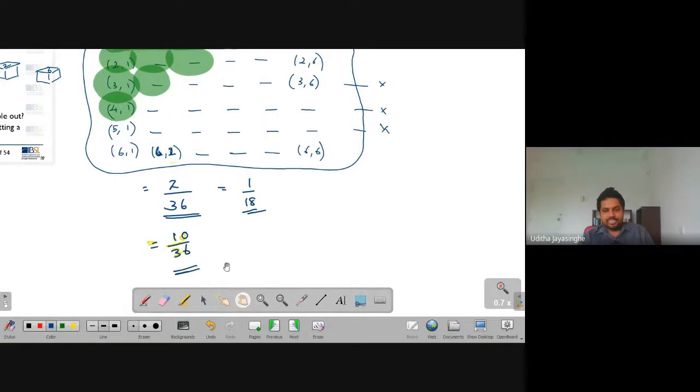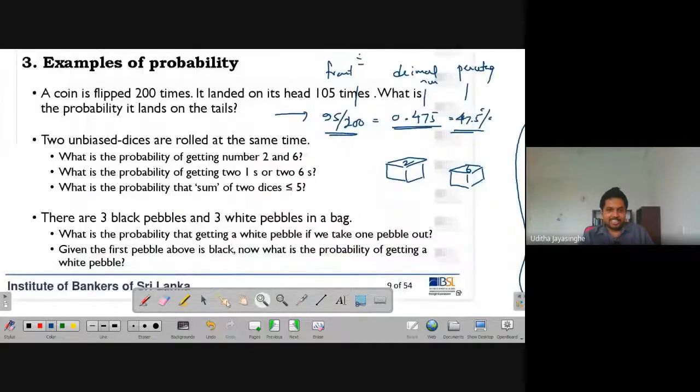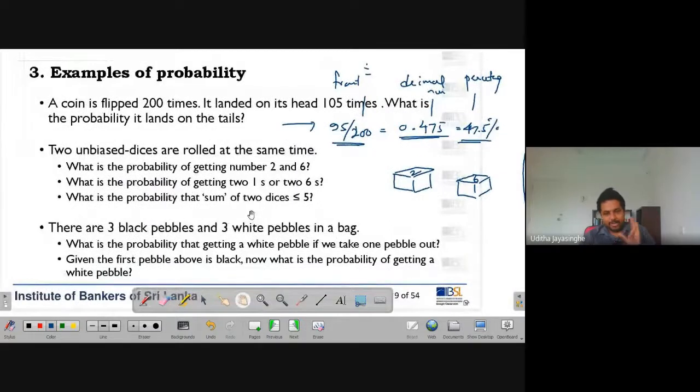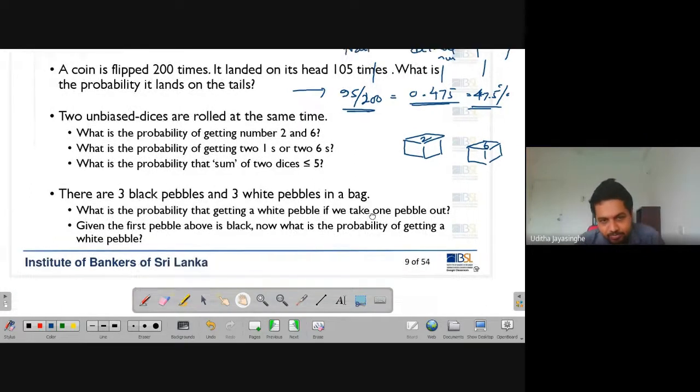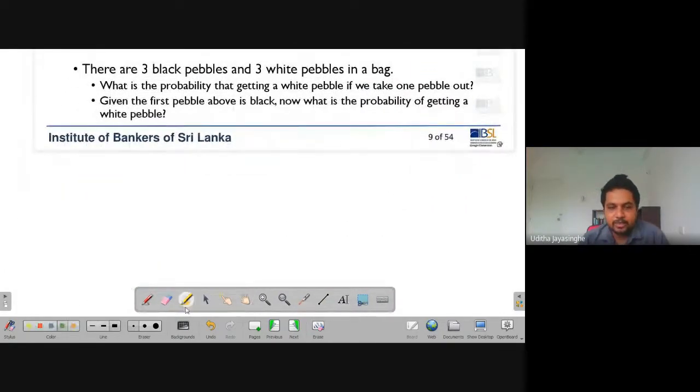What do you think? Probability questions are difficult. It could be difficult if at all you cannot focus on how to decompose, how to simplify your situation. Look at the third question. There are 3 black pebbles and 3 white pebbles in a bag. Now, to make things interesting, students, I would strongly recommend whenever you're trying a probability question, always stick to a small diagram.